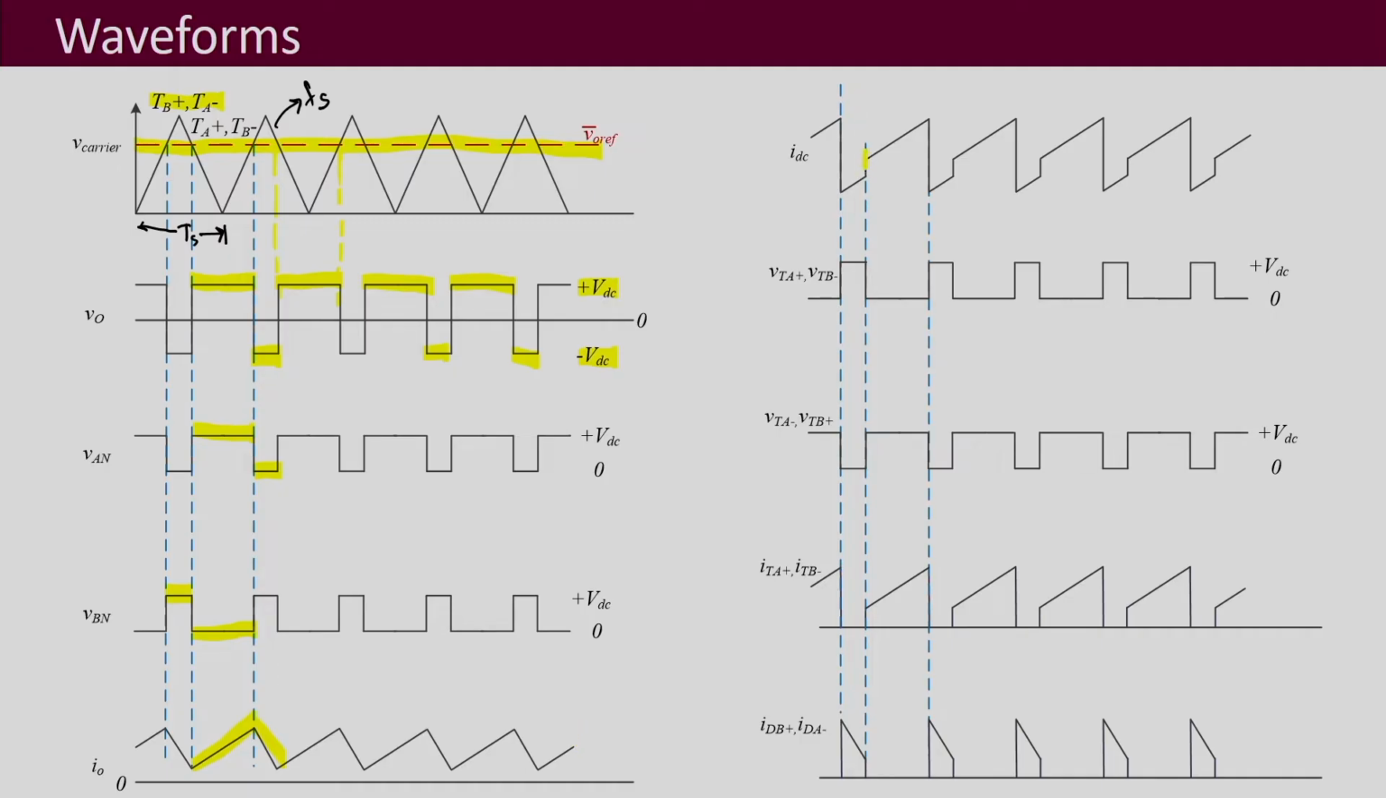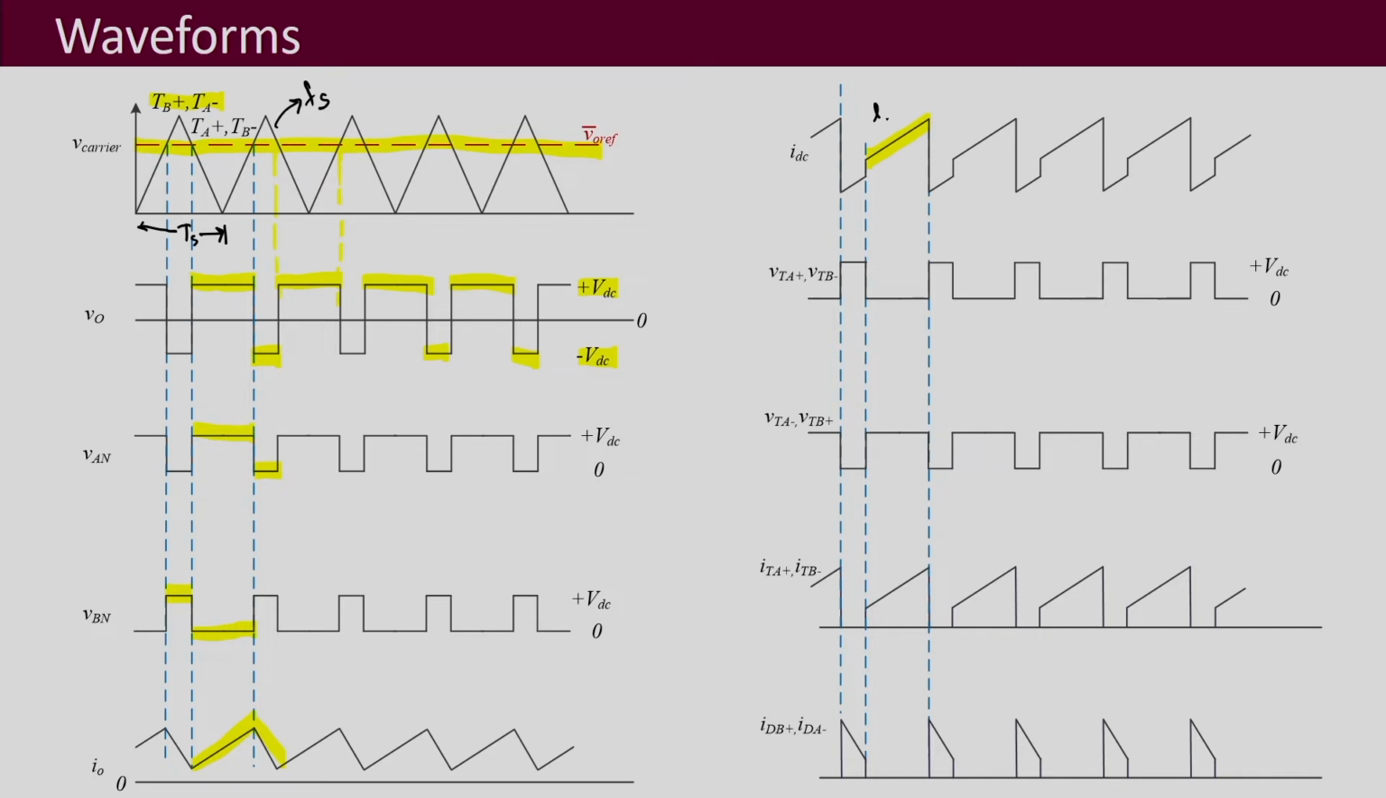Now, what about your IDC, the DC bus current? Here we see that in this part the devices conducting are TA plus and TB minus. At that time your current will be equal to IDC.